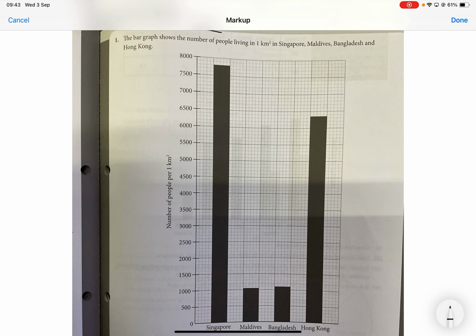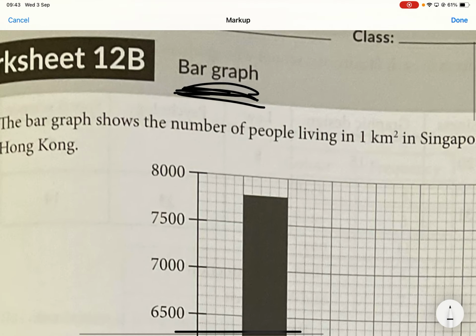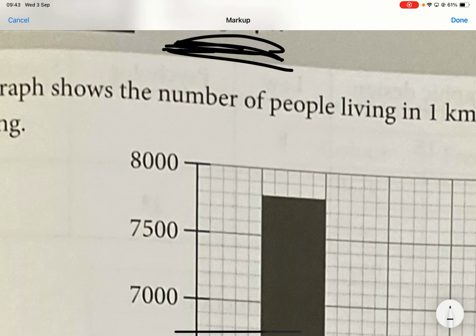the y-axis, still remember, the straight one is your y-axis, the horizontal one is your x-axis. So your x-axis got Singapore, Maldives, Bangladesh and Hong Kong. So that is to say this bar belongs to Singapore. Then in Singapore, the number is given by your y-axis. How many? Then you read off your y-axis. Okay? So if we were to go to Singapore, then we go and read how many people live in 1 kilometer square of Singapore. We go and read this number.